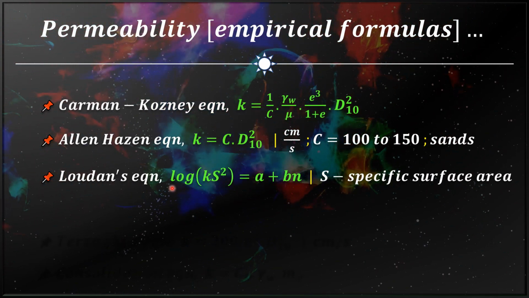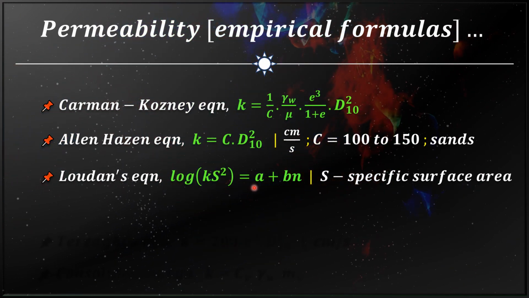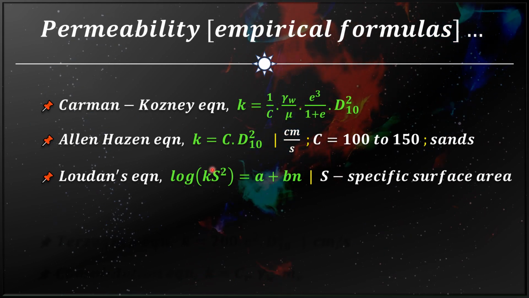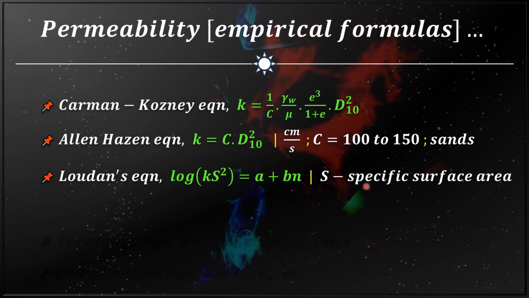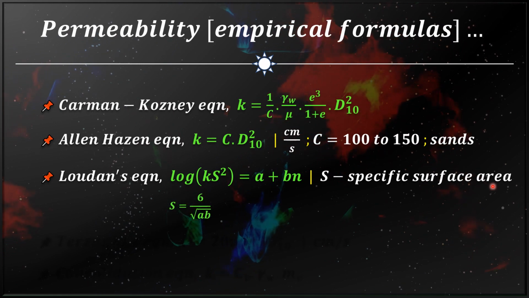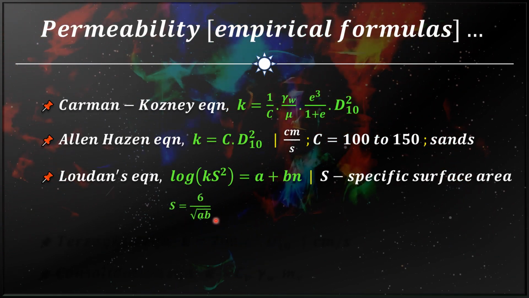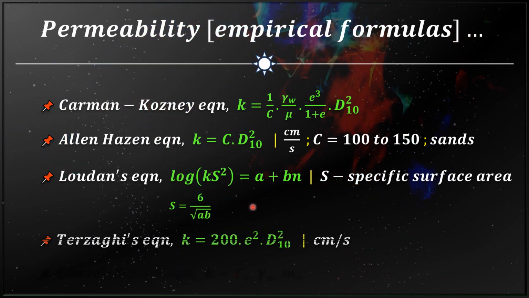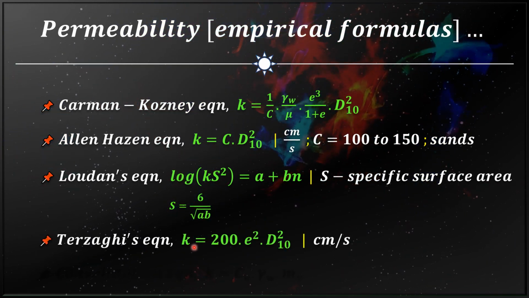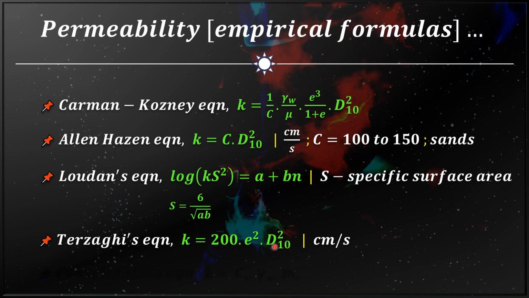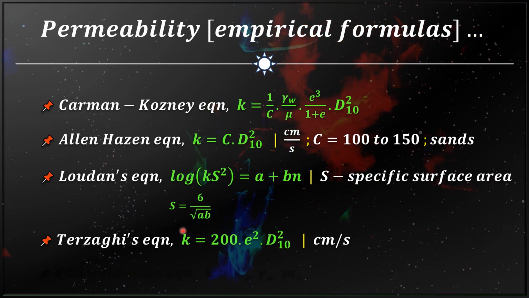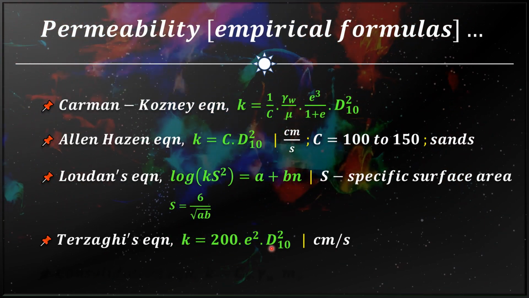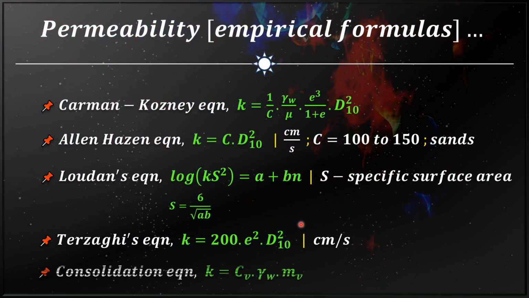And Loudon's equation is given by log of K S square equal to A plus B n. Here n is porosity but S is not degree of saturation. S is nothing but specific surface area and that shall be given by 6 by root AB, and A and B are some constants regarding Loudon's equation. And Terzaghi's equation shall be given by K is equal to 200 e square d10 square, and this also shall be in centimeter per second, that is K shall be in centimeter per second and d10 shall be in centimeter.